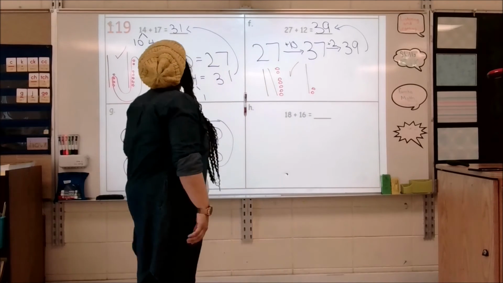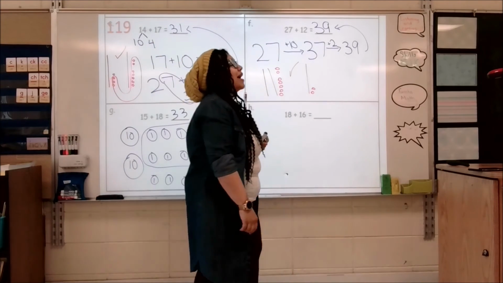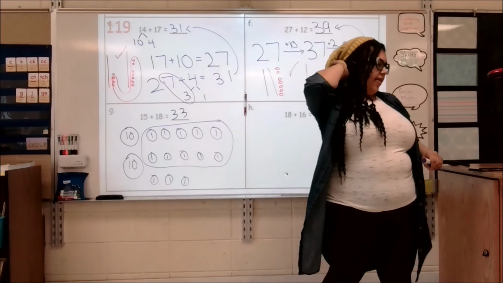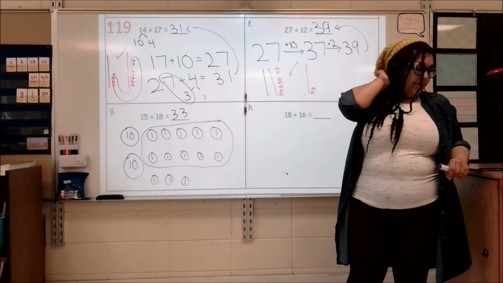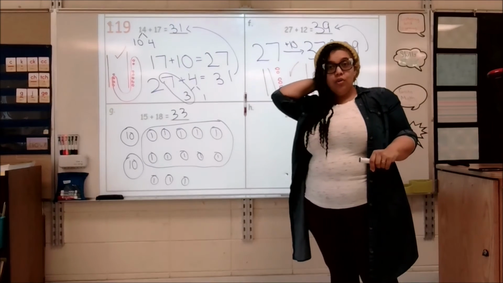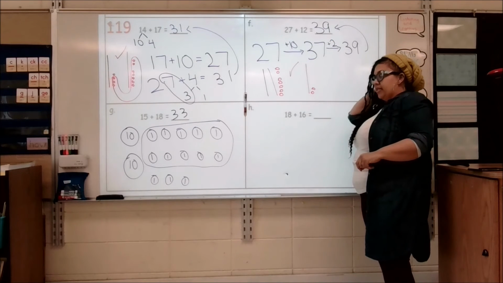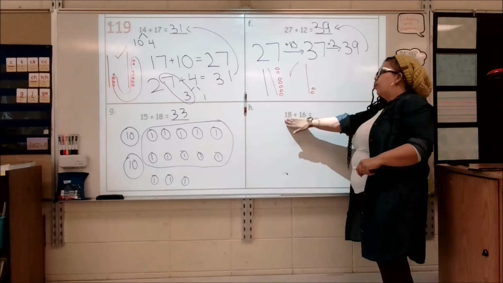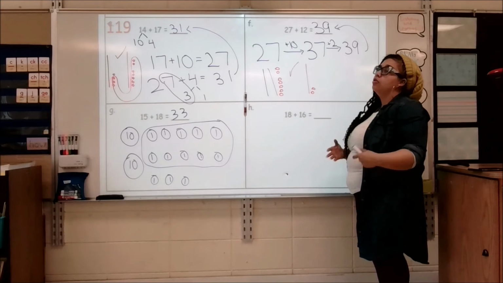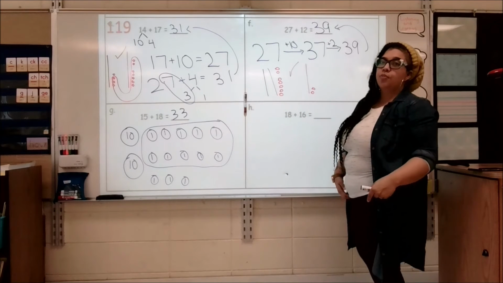This time we have one strategy left, and that is when we move ones to make 10. We're going to move some ones to make a group of 10. Knowing that we're going to move ones to make a group of 10, which part is closer to being a complete group of 10?